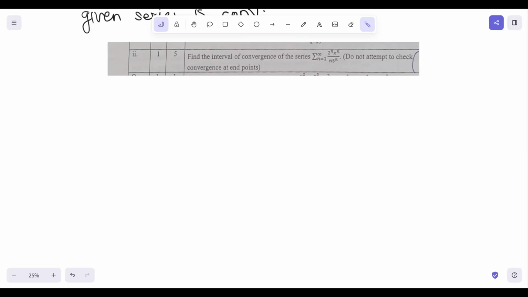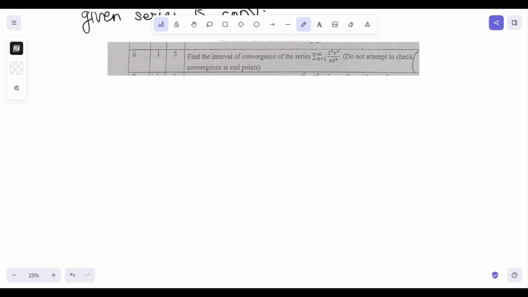Okay, now the second question is that you have to find the interval of convergence, that means the radius of convergence for this given series. And here they have specifically mentioned that do not attempt to check the convergence at the endpoints. So now our question has been minimized. So we are not checking the endpoints. We are just finding the radius of convergence, that means the interval. So let's start with the question.